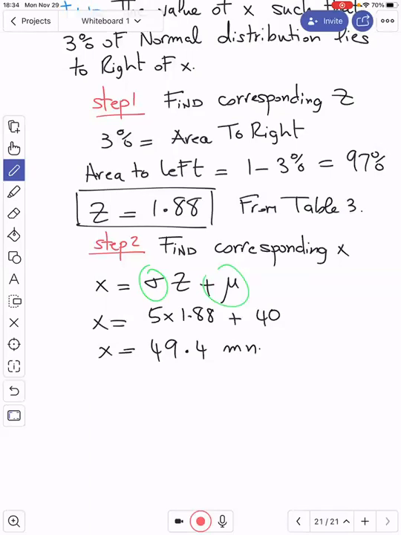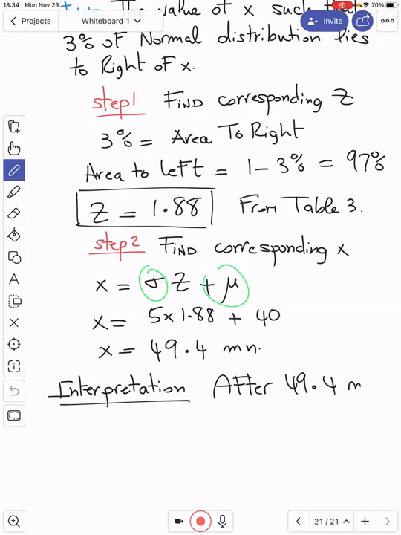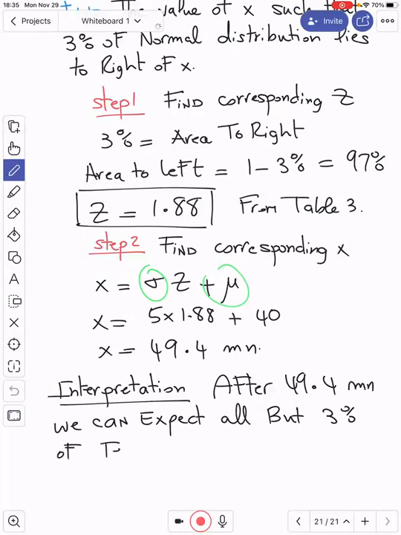So the conclusion here is that after 49.4 minutes, we can expect all but 3% of the tests to be completed.